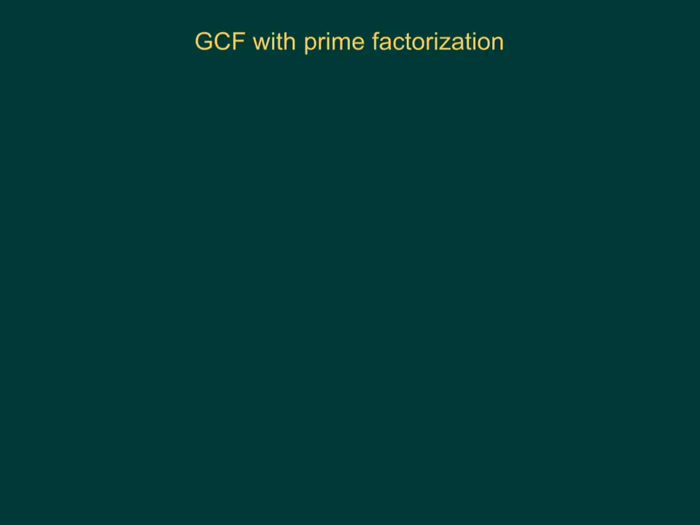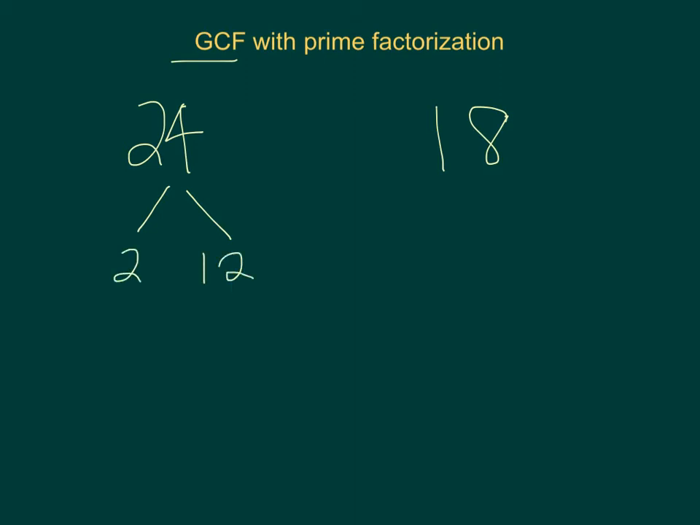One way that you could find the greatest common factor is listing the factors out like we did in the previous example, or you can find the prime factorization of two numbers. So let's look at comparing 24 and 18 and say that we're trying to find the greatest common factor. You can do this by figuring out what the prime factorization of 24 is. So let's say 2 and 12, and then we can break the 12 down to 2 and 6, and the 6 down to 3 and 2.